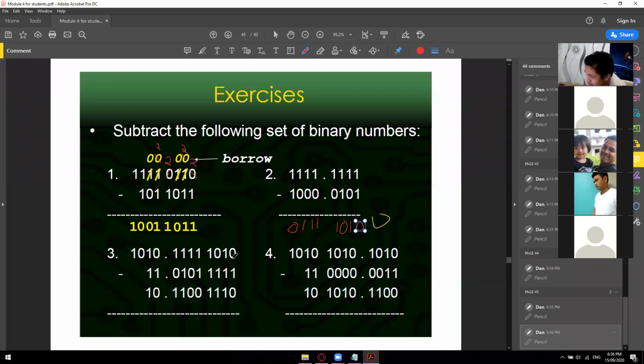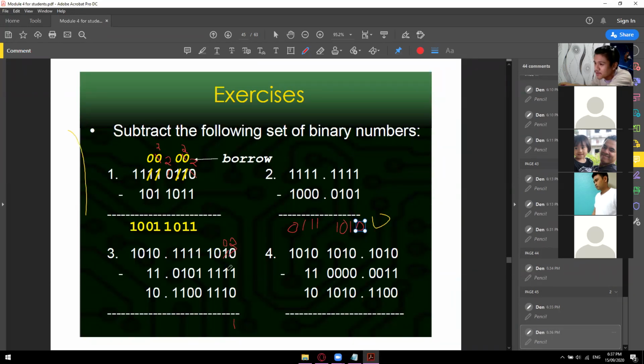Okay. So, 0 minus 1. Mr. Rizalina. Ako pa rin, sir? Okay, ako pa rin. Bonus to eh. Cannot be, sir. Cannot be. So, we have to borrow. So, 1 will become 0. 0 will become 2. 2 minus 1? 1.